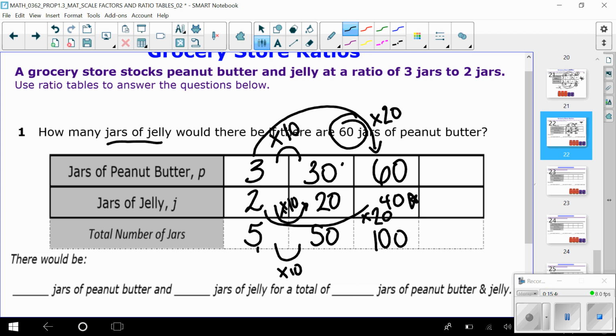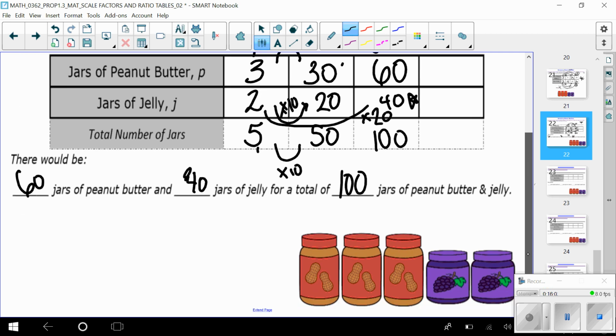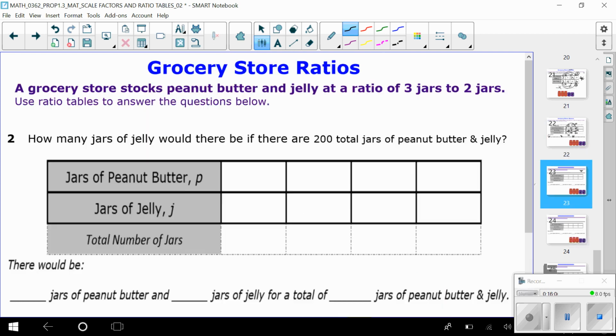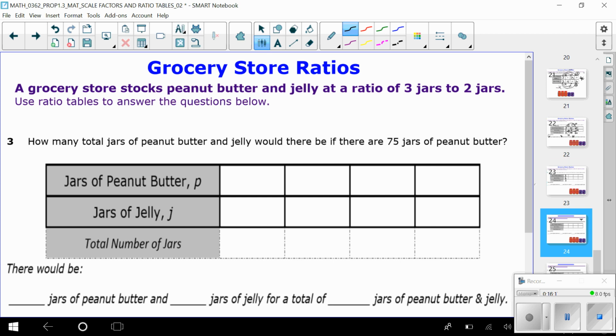100. So 60 jars of peanut butter and 40 jars of jelly for a total of 100 jars of peanut butter and jelly. Okay? All right, so your job is to finish the rest of this page by yourself. Notice you're going to use the same ratio, 3 jars of peanut butter to 2 jars of jelly. You can even go down the page. Here, let's do that. Go down the page and fill in the ratio.